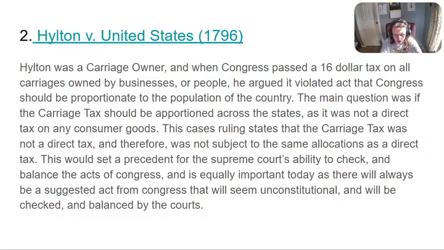This would set a precedent for the Supreme Court's ability to check and balance the acts of Congress. It is equally important today as there will always be a suggested act from Congress that will seem unconstitutional and will be checked and balanced by the courts.